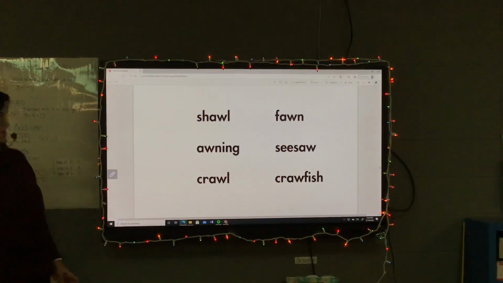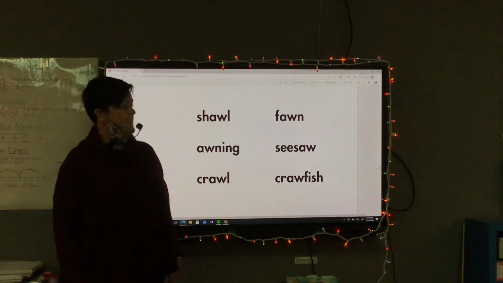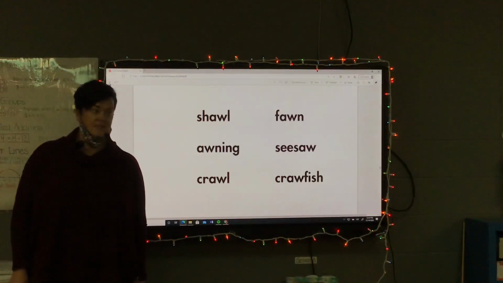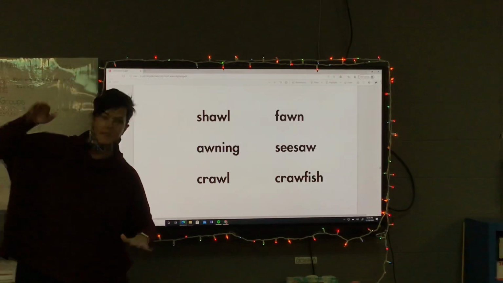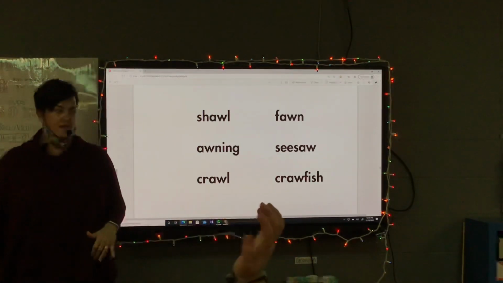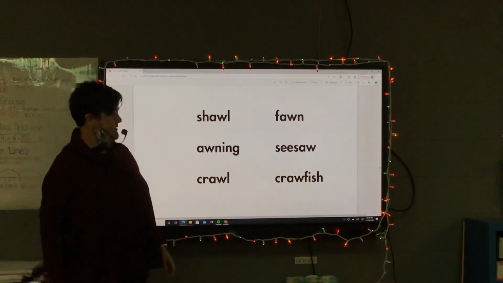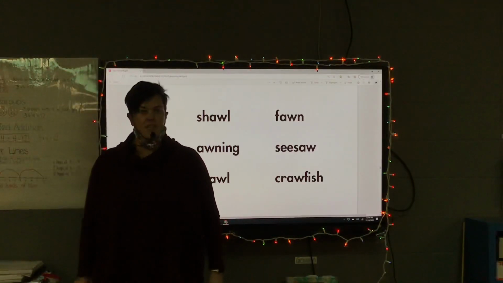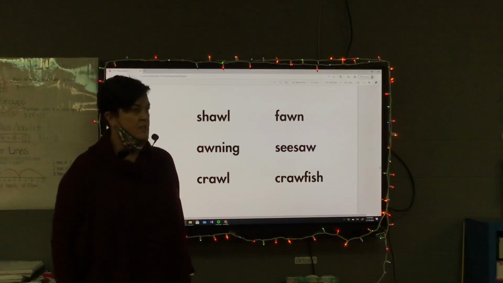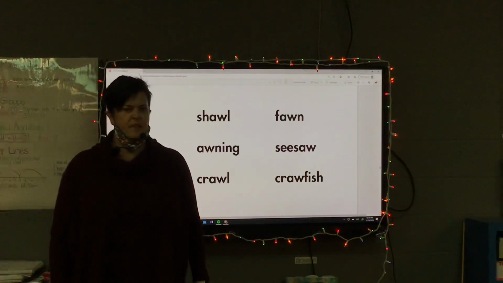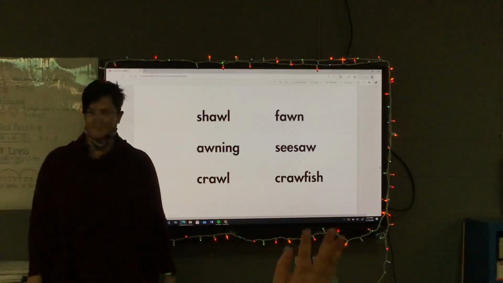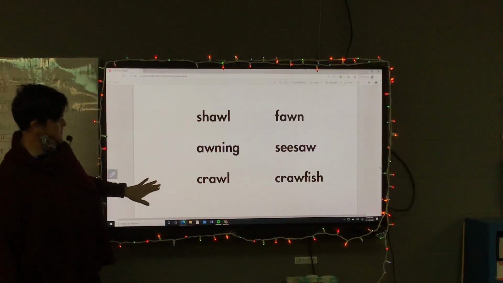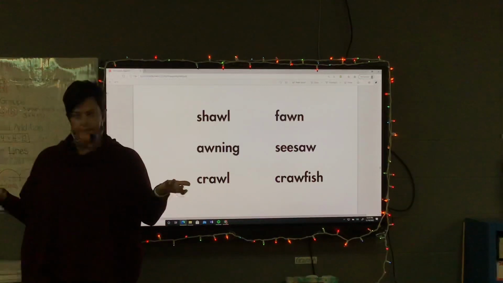Shawl. A shawl, yes. This is another word for a teeter-totter. You know, where you go up and down. Seesaw. A seesaw. This thing kind of looks like a miniature lobster. What is it, everybody? Crawfish. I think you know what crawl is, right?